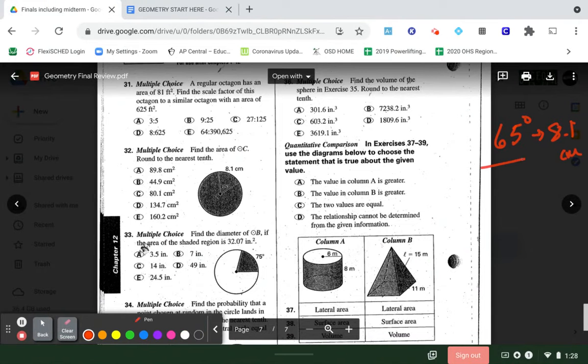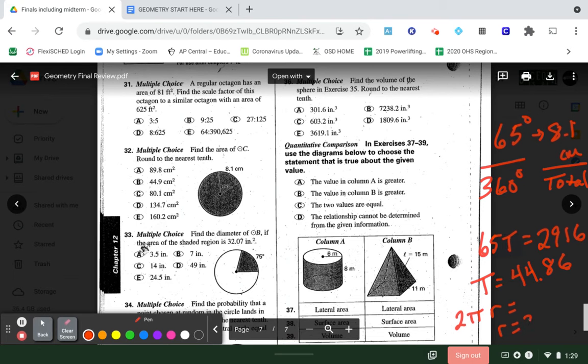Okay, so I wonder what a 360 degree arc would make. So I just set that up and I say, okay, 8.1 times, I'm cross multiplying, times 360, over 65 total is equal to 2916. So divide by 65. So the total circumference, the total distance around, is 44.86. That came from taking 2 times pi times r. So if I divide both sides by 2 and then divide by pi, I find out that the radius is equal to 7.13.